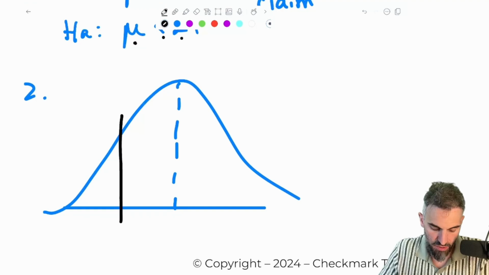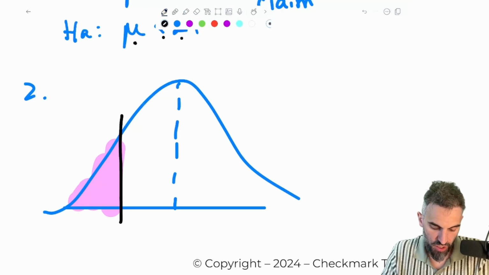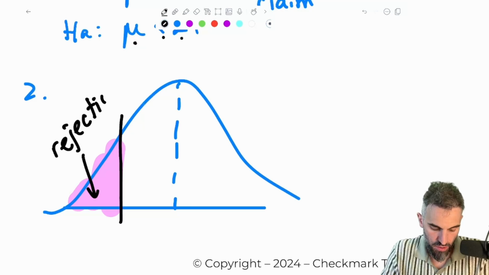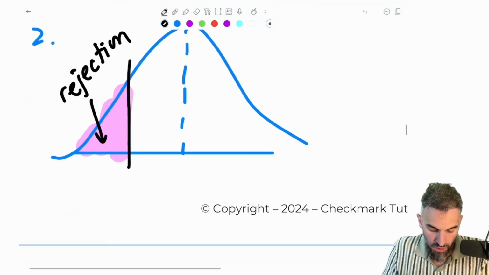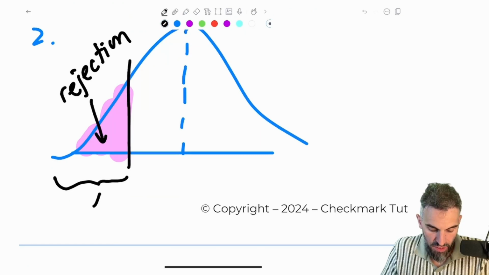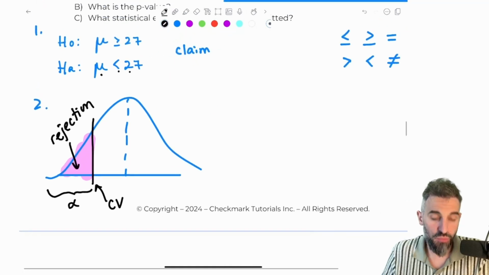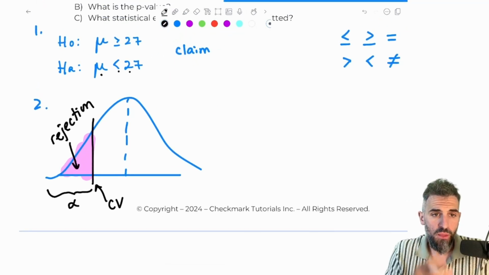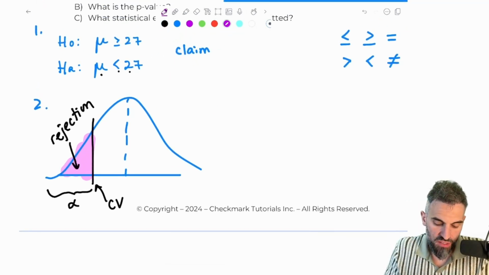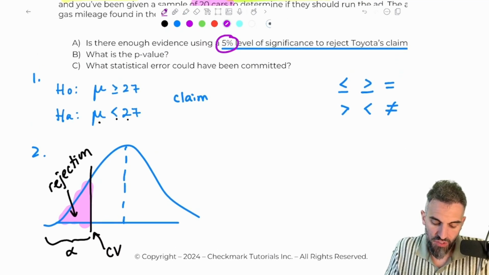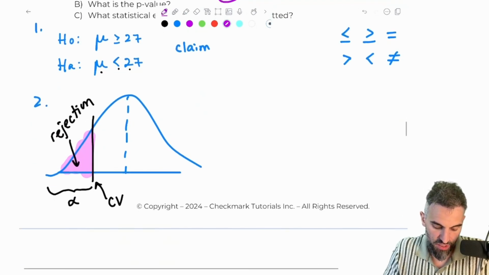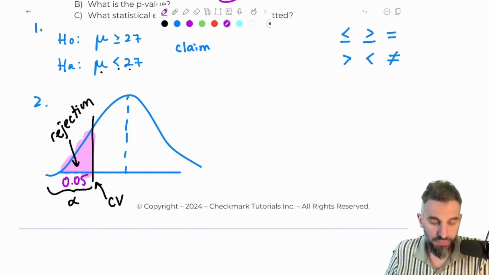We're just going to put a line right here and shade this area. This area is called the rejection area. You'll see why in a second. The area itself is equal to your alpha, and the line is your critical value. These are all things we saw in the previous chapter. So in this case, because they said to use a 5% level of significance, that is the area of this tail. This is the 5%. Okay, so we've set it up.